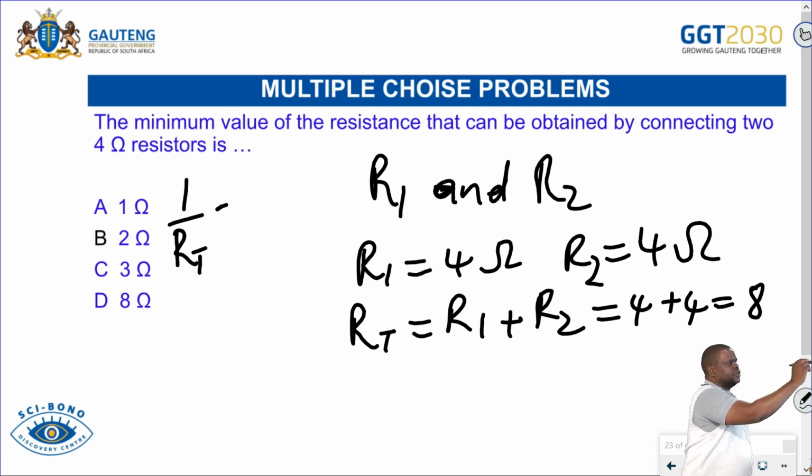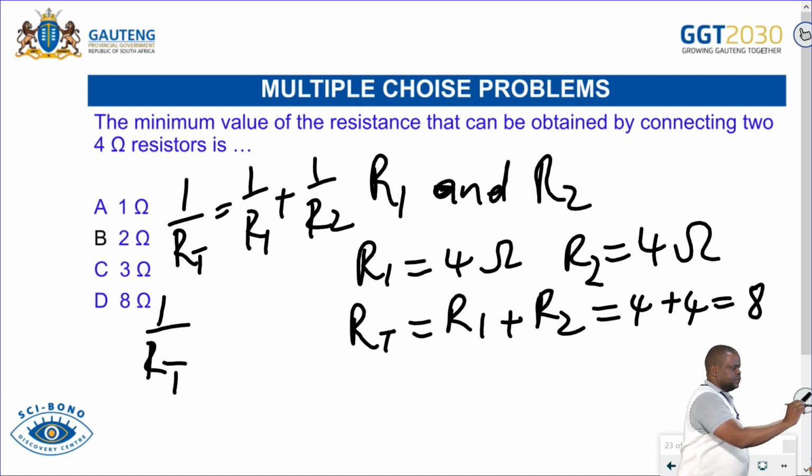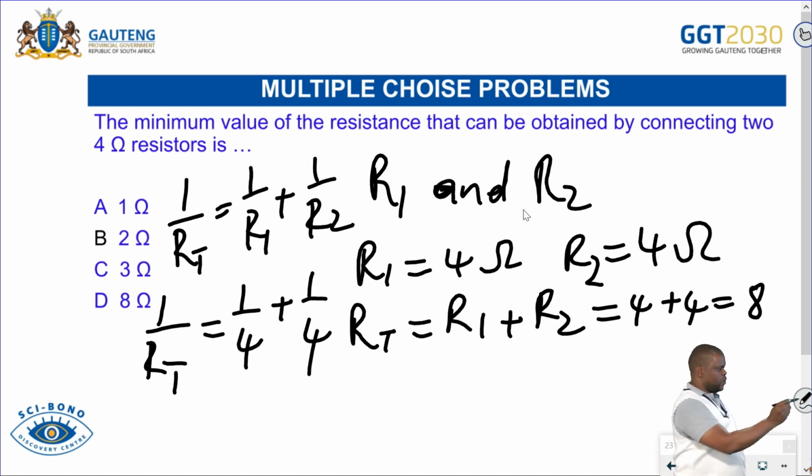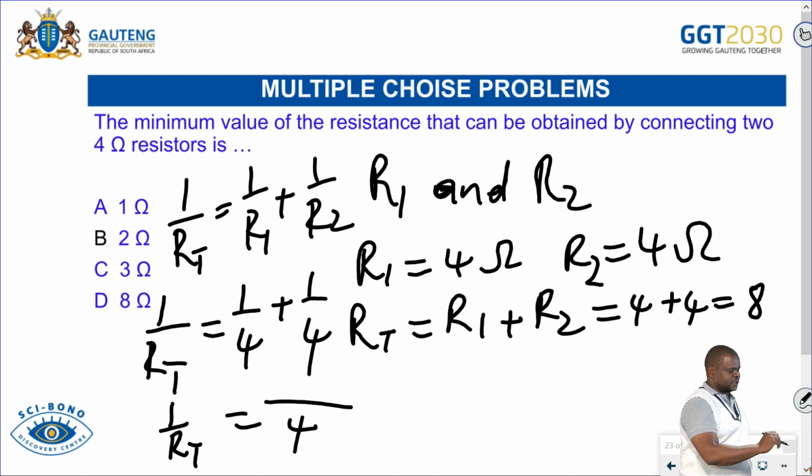1 over RT is equal to 1 over R1 plus 1 over R2, which is 1 over RT is equal to 1 over 4 plus 1 over 4. Then we know that from here, we're going to get what? 1 over RT, which is going to give us what? 4 divided by what? Divided by 2.